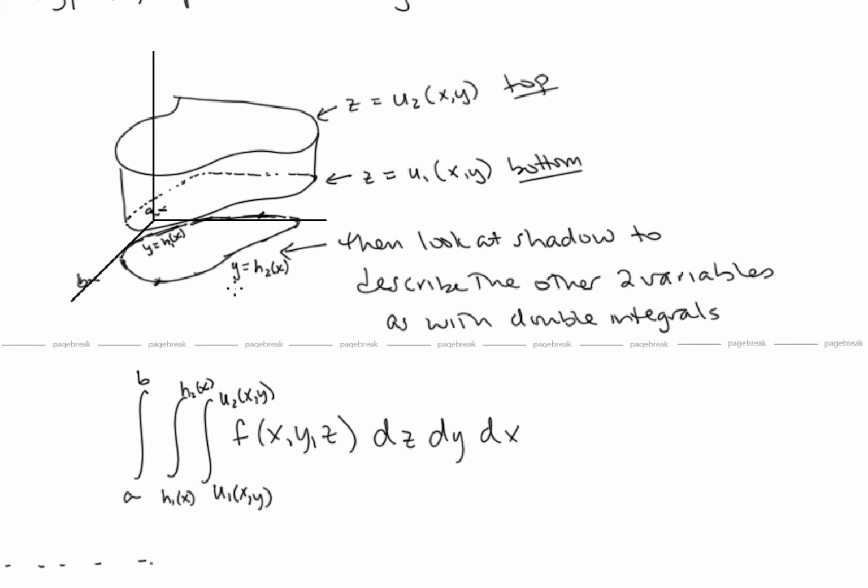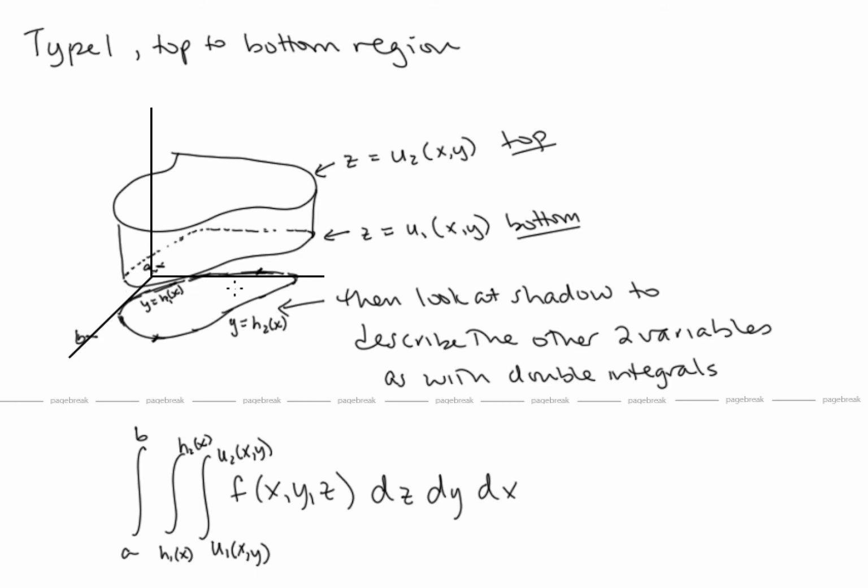But keep in mind that with this type 1 top to bottom region, we might also have the shadow region written instead as dx dy, and with x as a function of y, and then constant bounds on y.